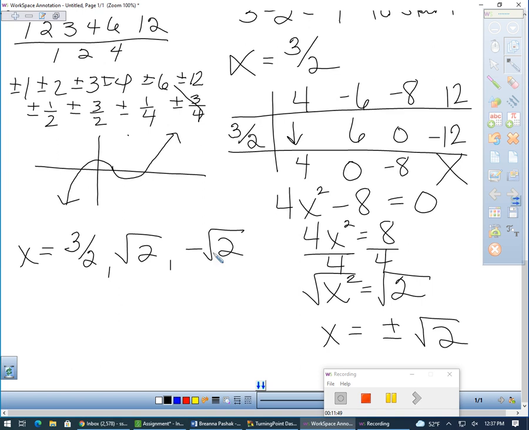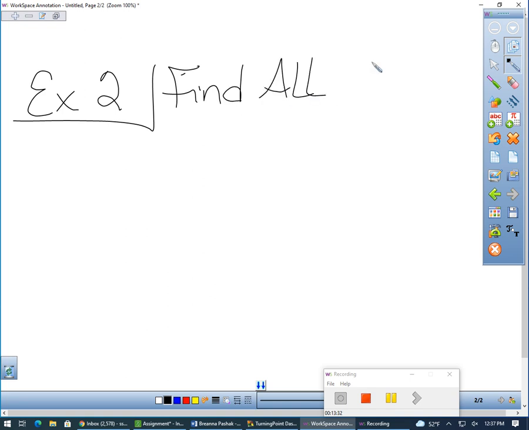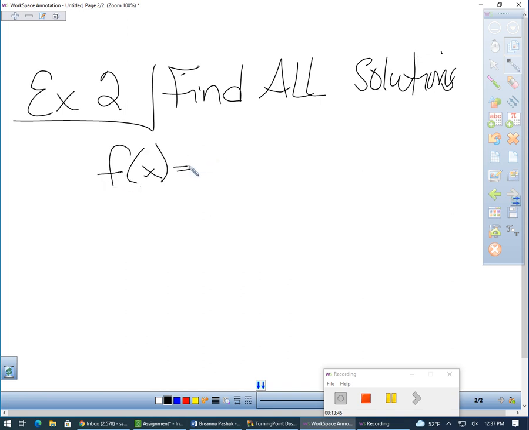All right, here is example number 2. Find all solutions. And let's go with f of x equals x to the 4th minus 4x to the 3rd plus x squared plus 12x minus 12.